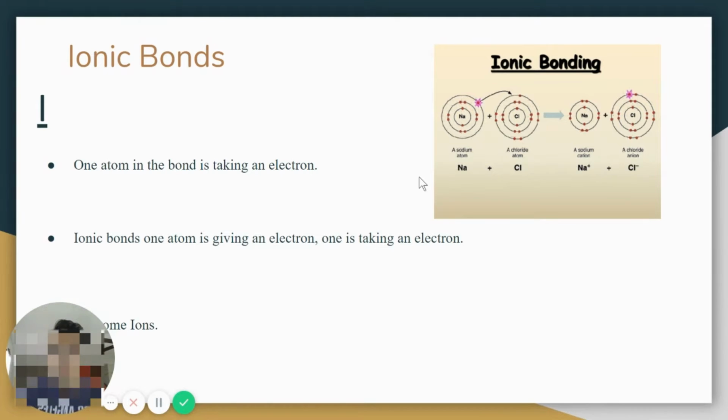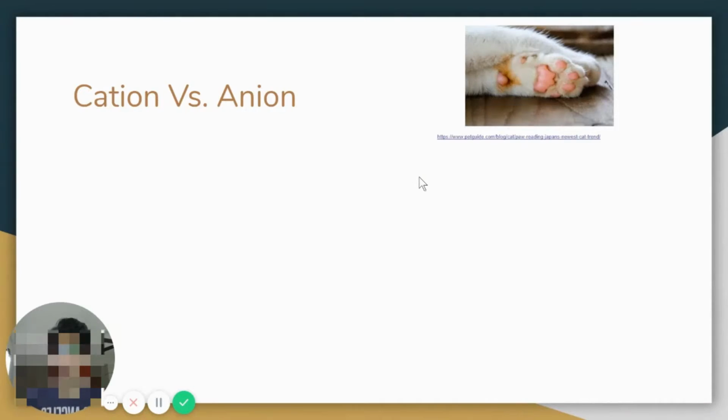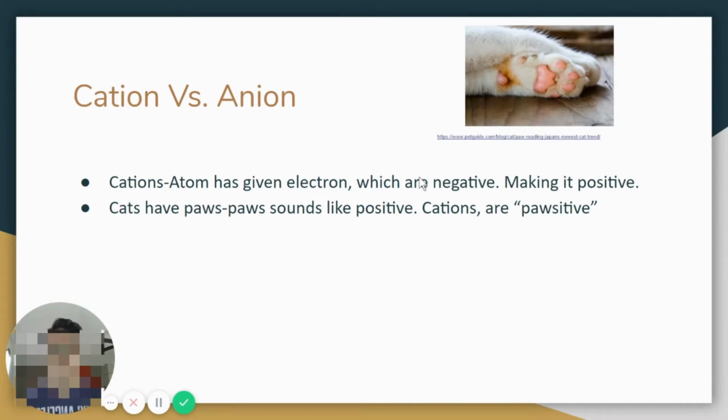What you get is ions, and they become positively or negatively charged because electrons are negatively charged particles within atoms. With ions, you have 2 different types, depending on whether you give or take the electron. A cation is an atom that has given an electron, so it's lost that negatively charged particle, making it positive. The way I remember that is cats have paws, which sounds like positive, and cations are positive. It's a little silly, but it really helps me remember.